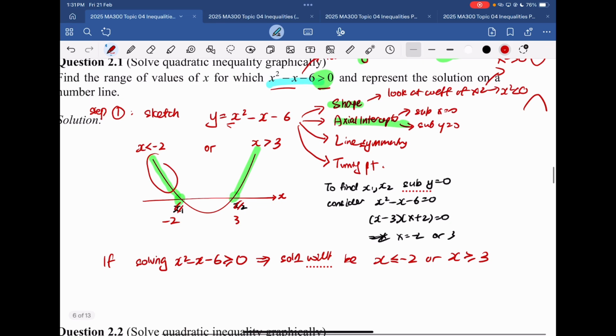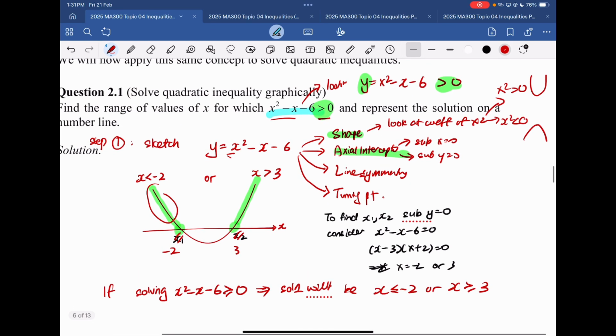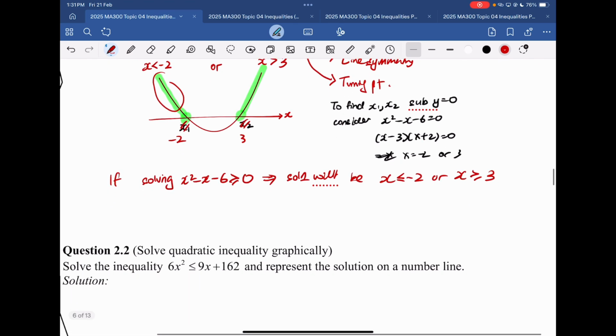Unfortunately, in this case we cannot combine them because there are two parts. It's either A or B. They are not connected. They are two different sets. So we cannot represent it as one inequality. Okay, so just be careful. Don't go and write this. That is wrong. This does not make sense.